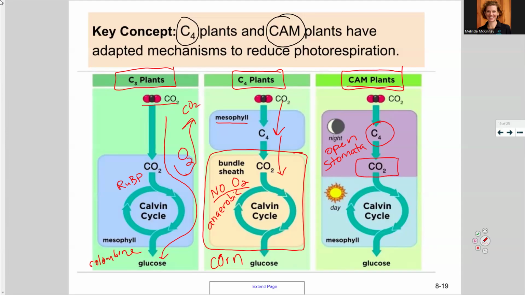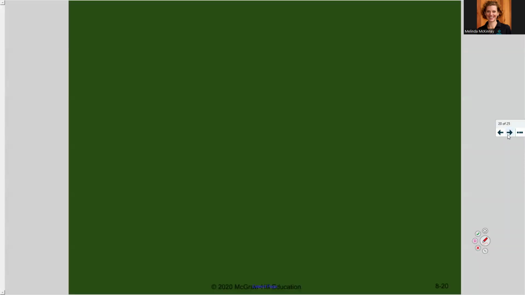And then in the day, they close their stomata. So they close the stomata and then they take the carbon dioxide from a version that they stored and release that, and that goes into this cycle. So in that way, they bypass photorespiration. Okay, that's it for alternative pathways for photosynthesis.